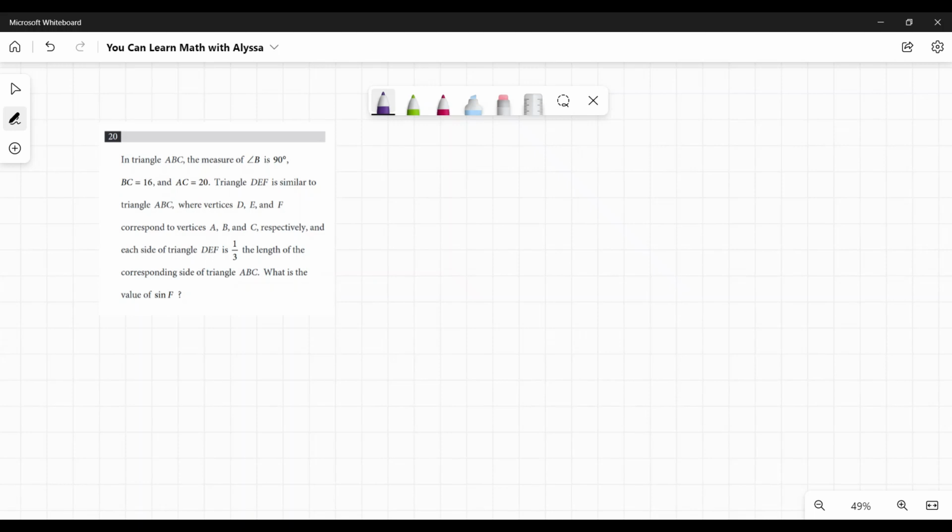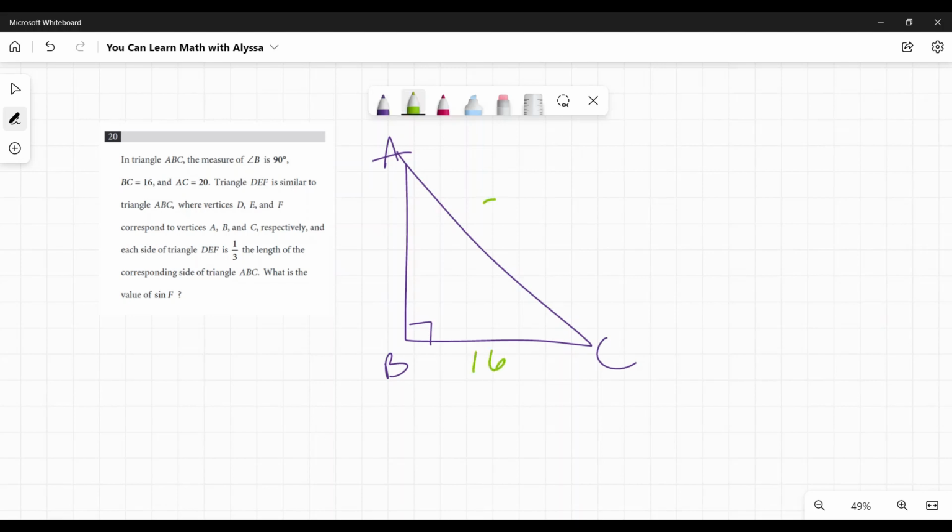All right, so first thing, anytime they're describing any geometric shape, I'm going to start drawing immediately. Triangle ABC, they tell us the measure of angle B is 90 degrees. Okay, a right triangle. So I'm going to draw myself a right triangle. A, B, C, and B is my right angle. Done. BC is 16. Okay, so I'm going to write that on my picture. AC is 20. Okay.